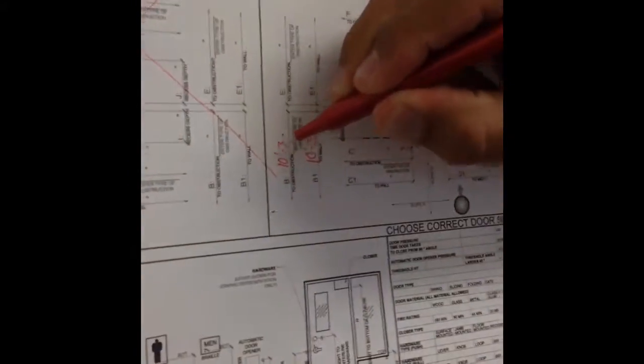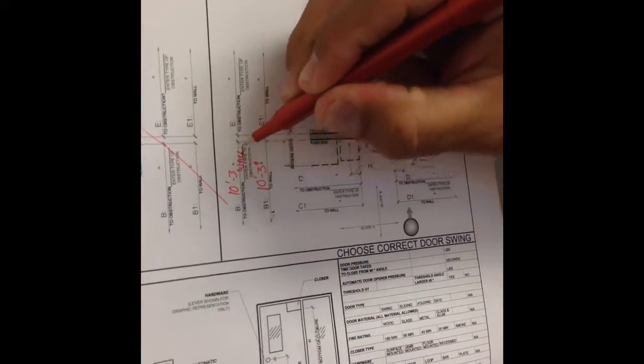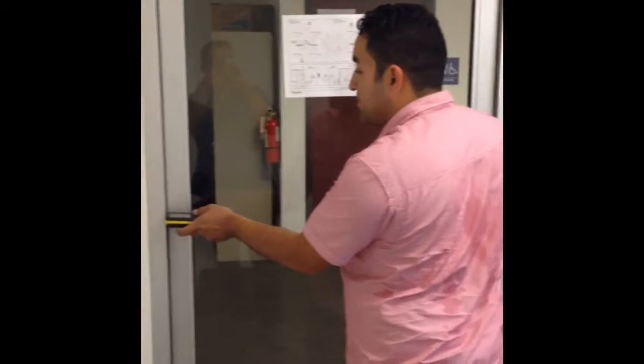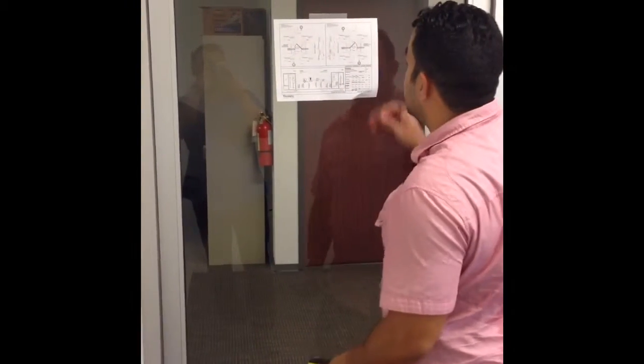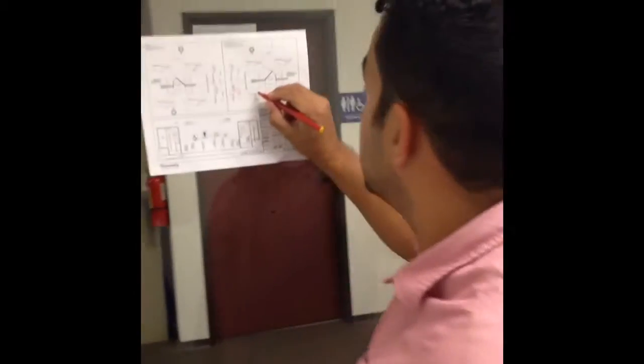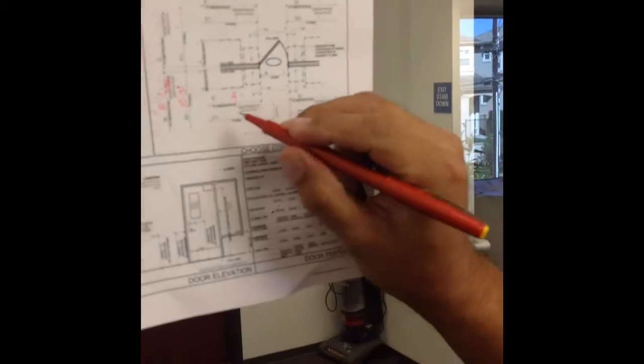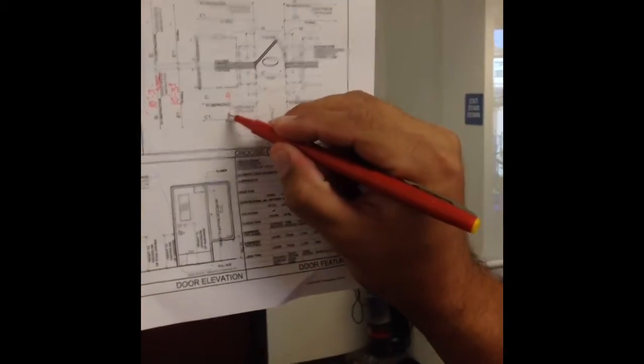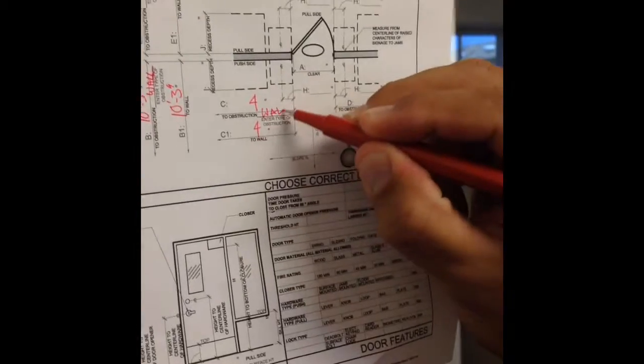Another dimension, if there's an obstruction, is back to the obstruction. In this particular location, we actually do not have an obstruction, so we can write 10 foot 3 inches, and when we talk, just put wall as the obstruction. We're going to continue and take dimensions on every single one of these. So we're going to take from the jamb to the wall, which is C, 4 inches. And again, we don't have an obstruction close to there, so to wall is 4 inches, nearest obstruction is wall.